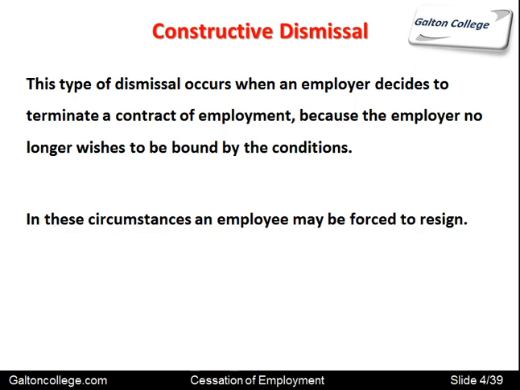In these circumstances, an employee may be forced to resign. In other words, the employer, having decided that he or she no longer wants that employee, then makes circumstances such that the employee is forced to resign. The employee no longer feels comfortable or wanted or respected in the job and is therefore forced to resign.